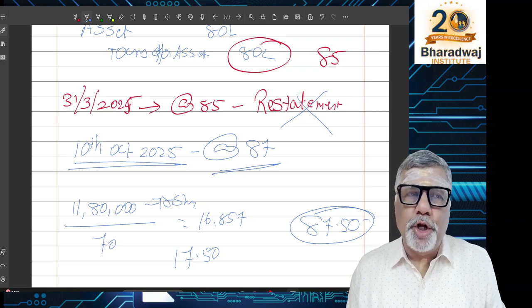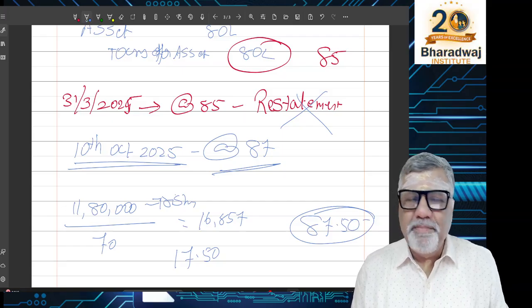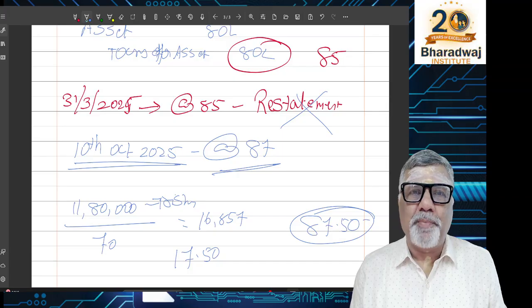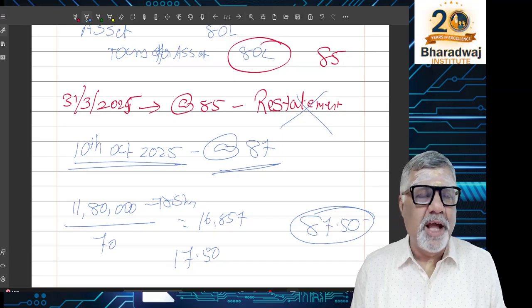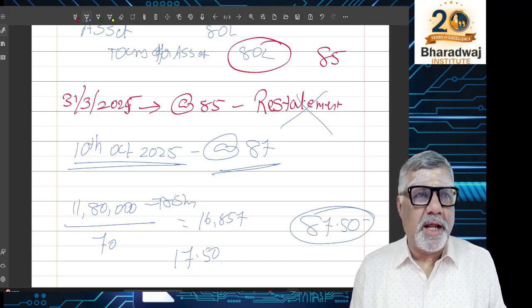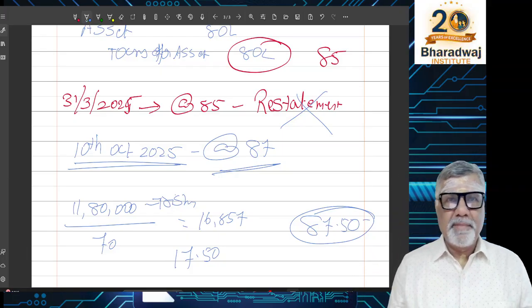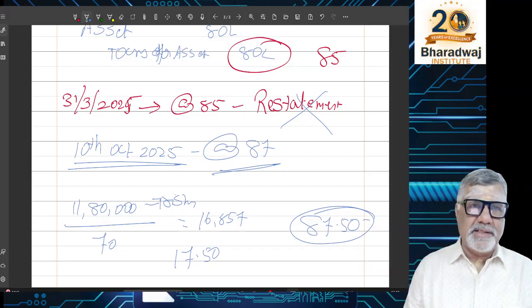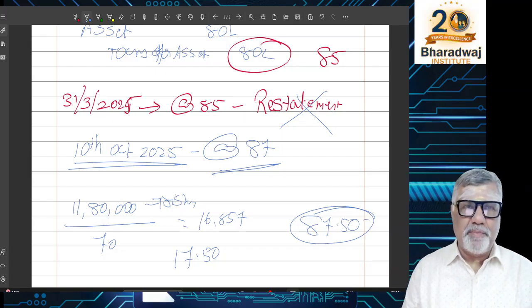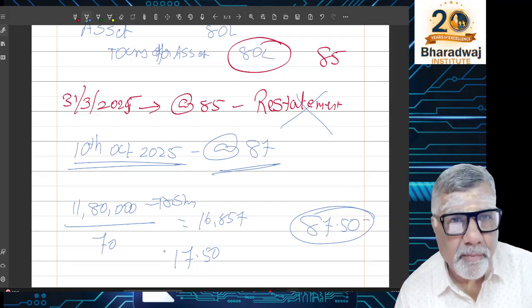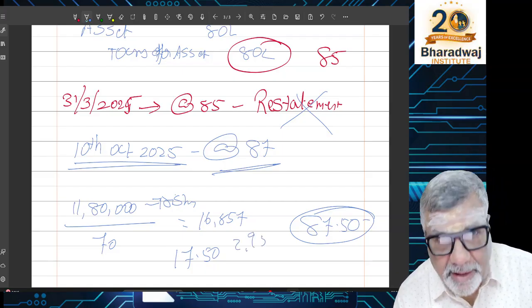Remember, this is going to be a very popular adjustment in many questions. Please understand, forex fluctuation under income tax law should be adjusted with the cost of the asset. So it comes to 16,857 into 17.50, which is 2.95 lakh. Okay.